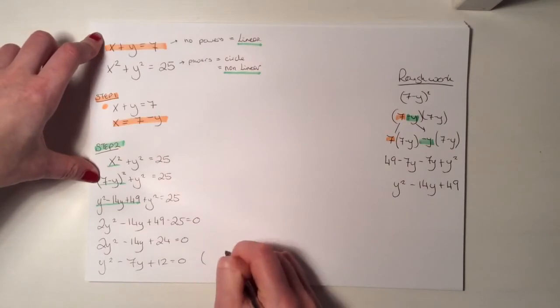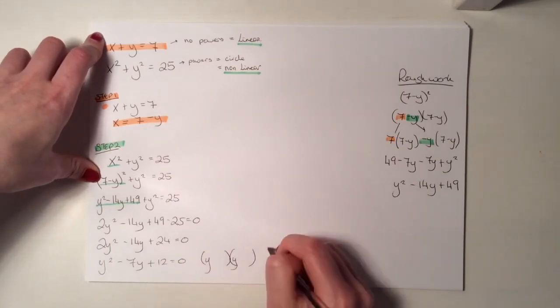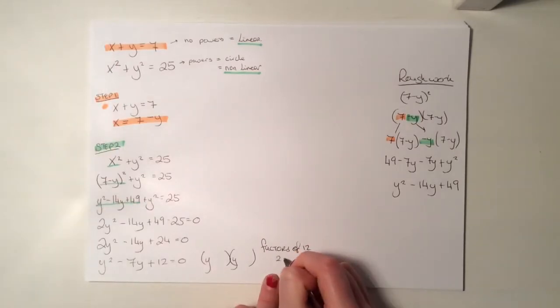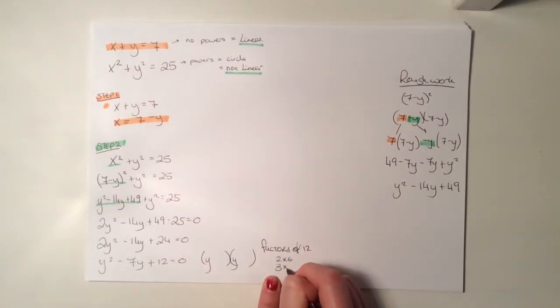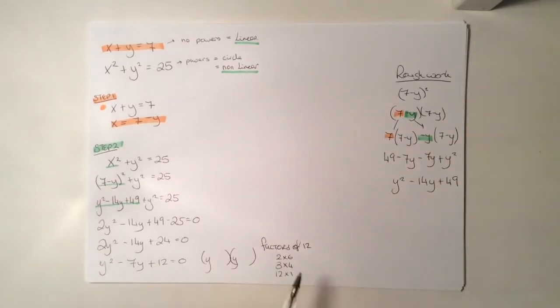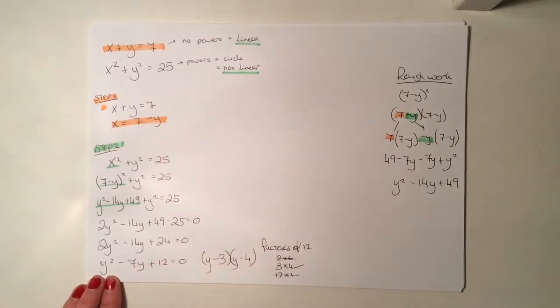Okay, so let's factorize. Y squared, so y goes to the front of each. 12, factors of 12. Okay, so we've got 2 times 6, 3 times 4, 12 times 1. Now remember, with factorizing, from only the pairs that you have listed, see which one of them adds or subtracts to give you the middle term. Our middle term here is minus 7. 3 plus 4 is 7. So this is the winner. So with 3 and 4, it's a minus 7, so it's minus 3, minus 4.